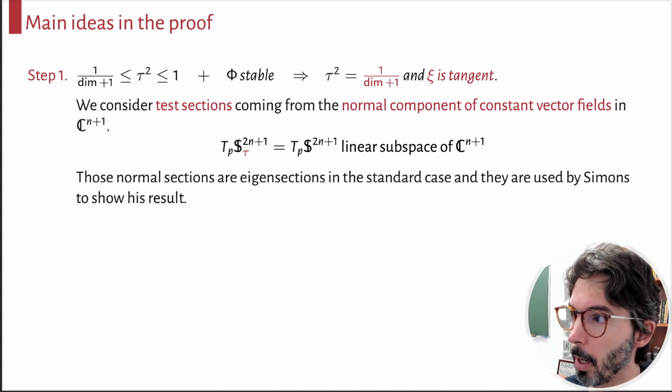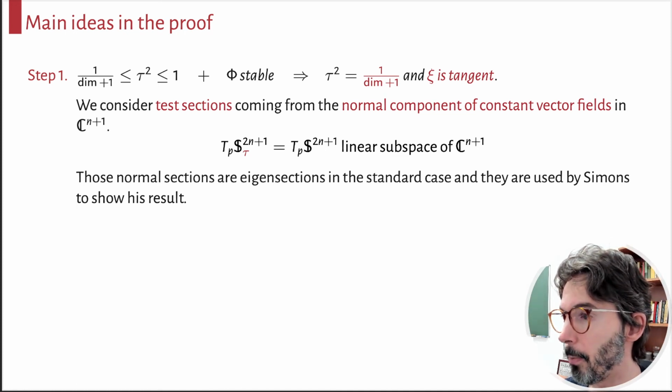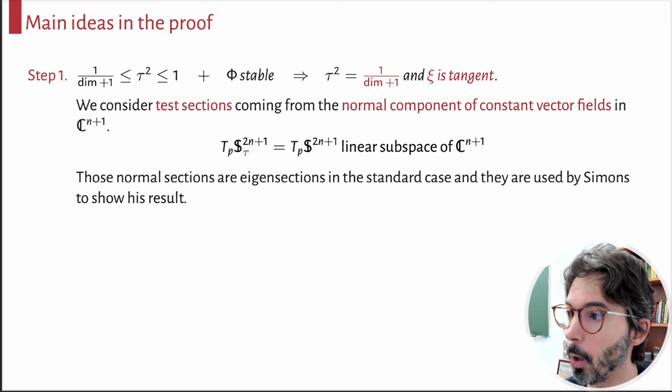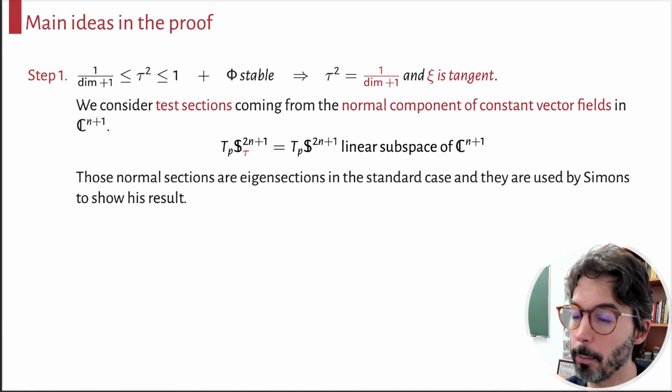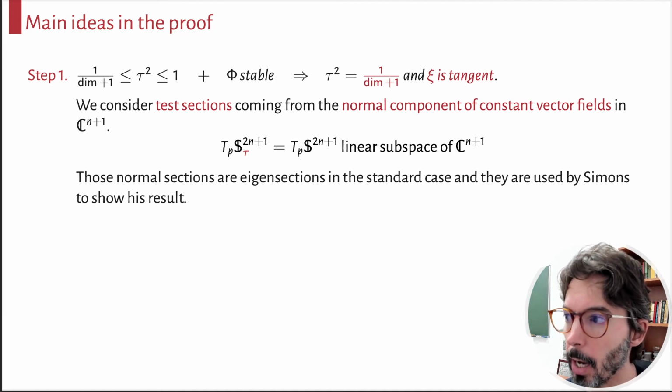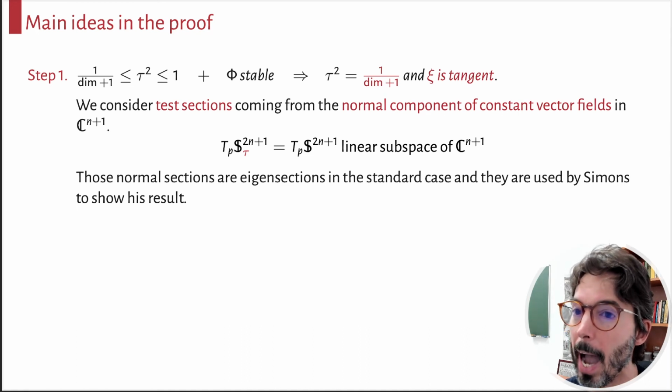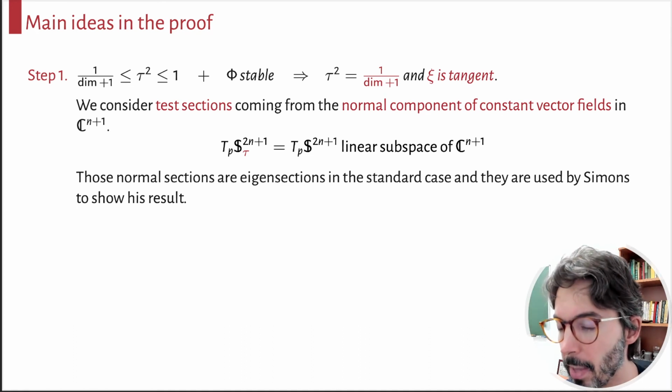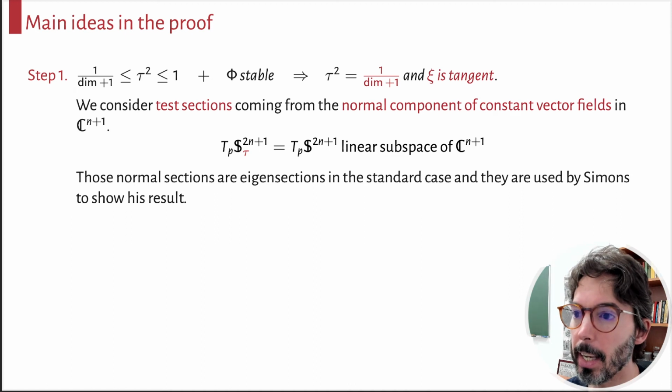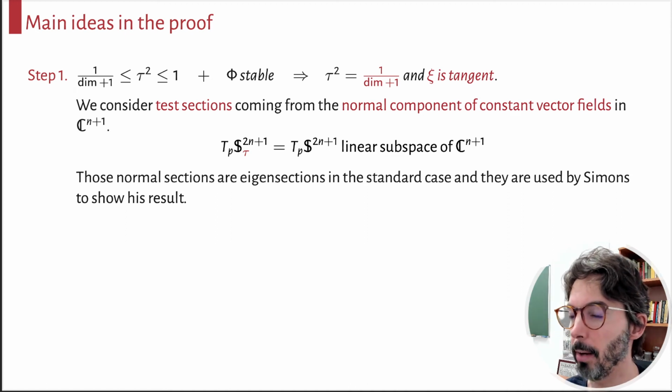So the proof is divided in 2 steps. The first one is: if we know that the parameter tau is between the special value and 1, and our immersion is stable, then we derive that tau square must be the special value and the Killing field psi has to be tangent to the submanifold.